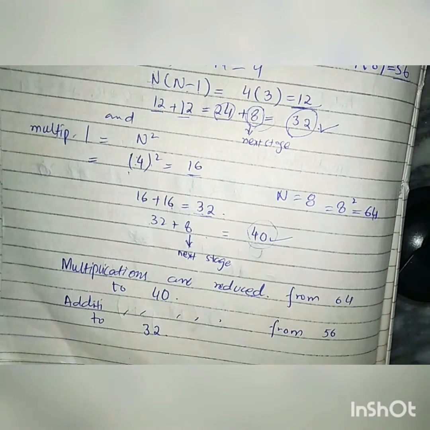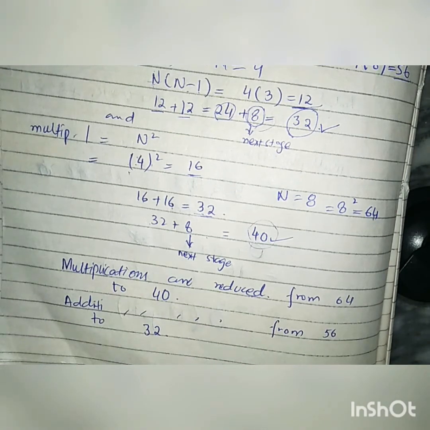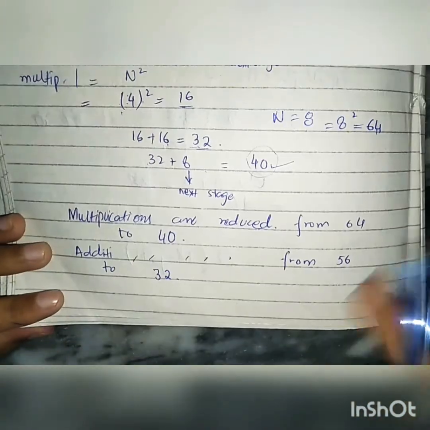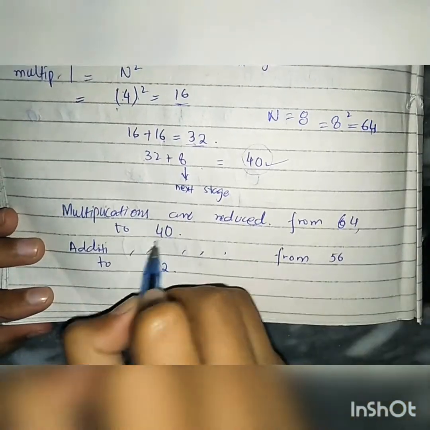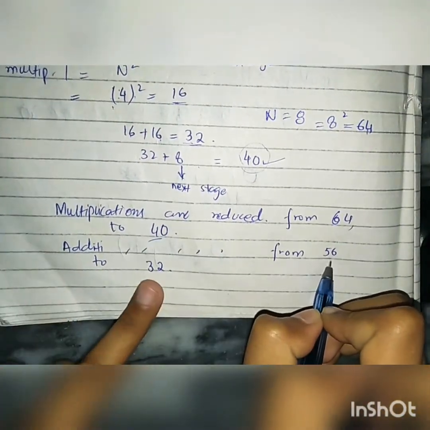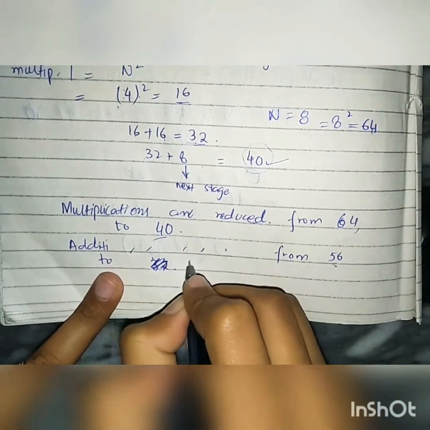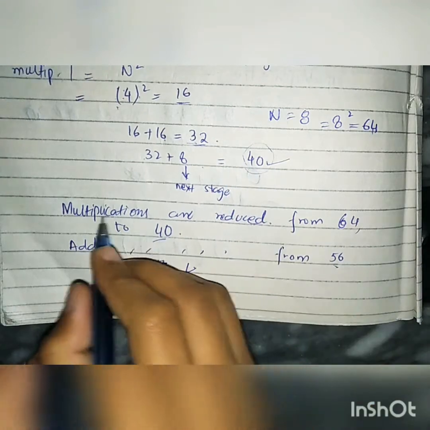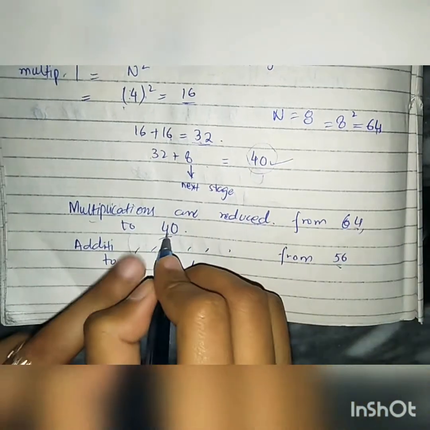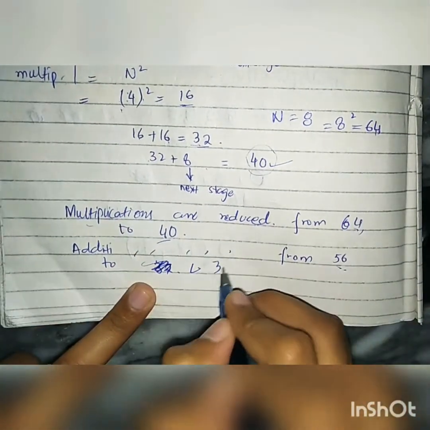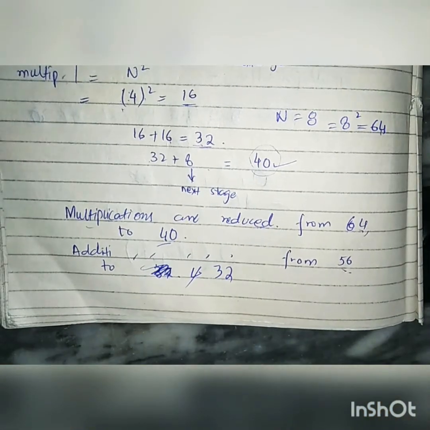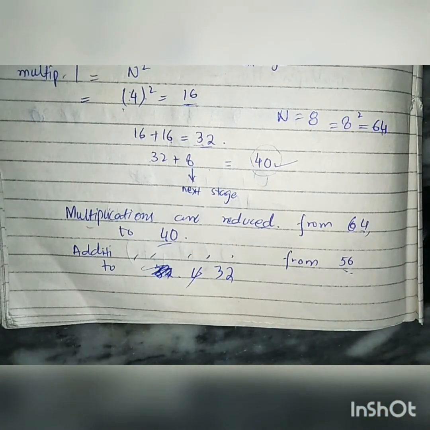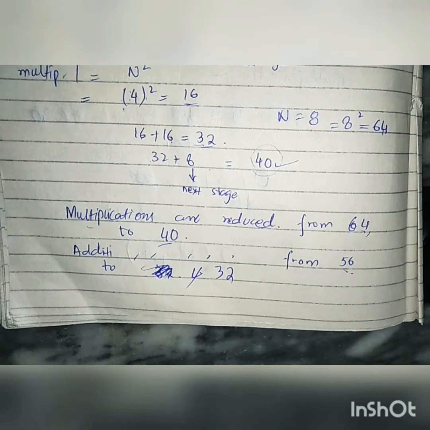So we are doing good work, as we have reduced the multiplications from 64 to 40 and the additions from 56 to 32. So we are accomplishing our goal, and we can do more and more simplification.